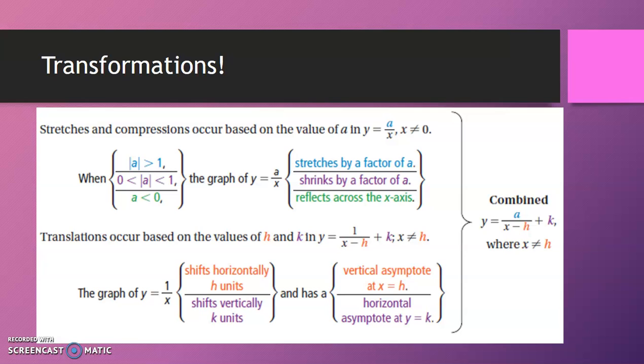So when we look at these two letters, the h and the k, h is going to shift the graph horizontally, so that means it's going to move it left or right, while k is going to shift it vertically, so that's going to move it up or down.